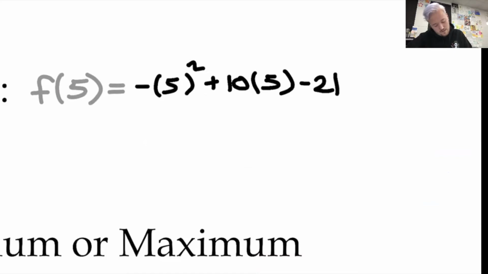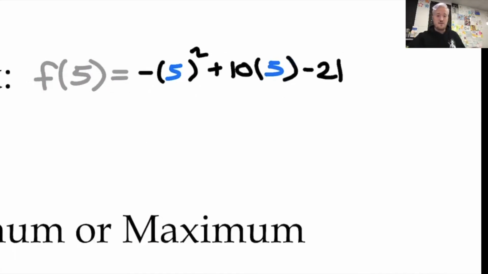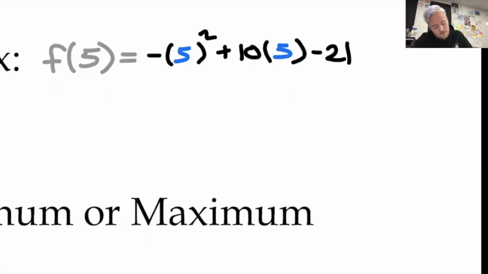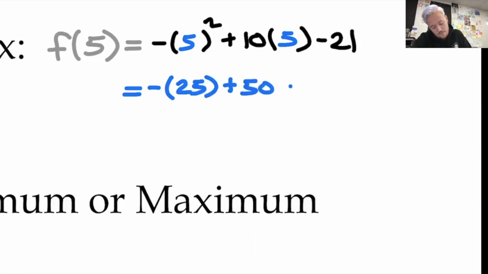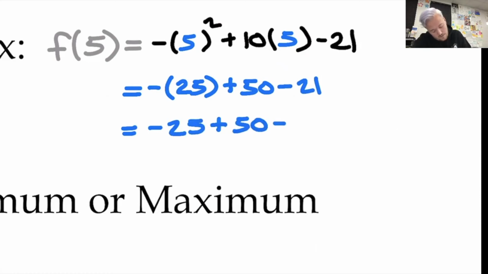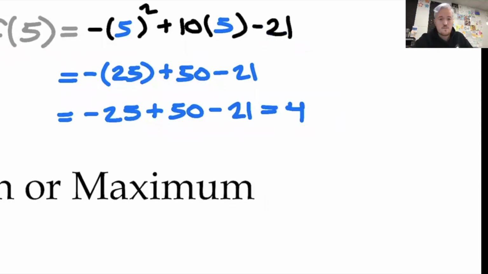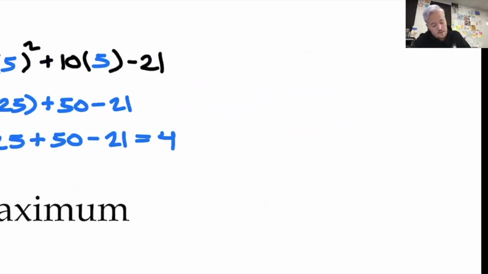Right here, these 5s, that's what I'm plugging in, and that's what I want to find the value of. So to find that value, let's start simplifying. I have -5 squared, which is 25, then 10 times 5, which gives you 50, and minus 21. So this means we're going to have -25 plus 50 minus 21, and that is going to be equal to 4.